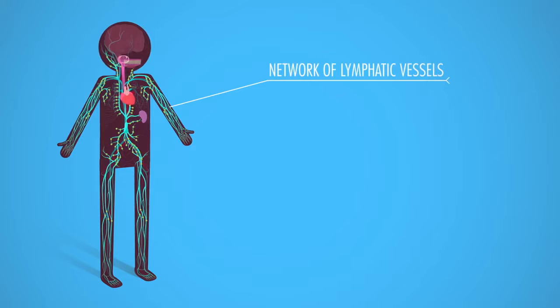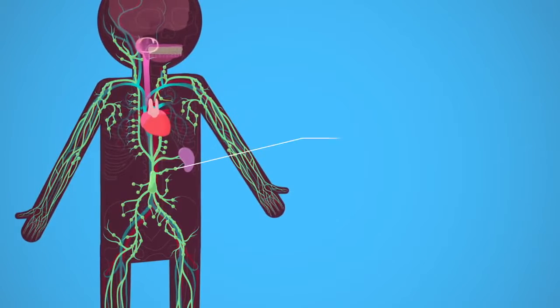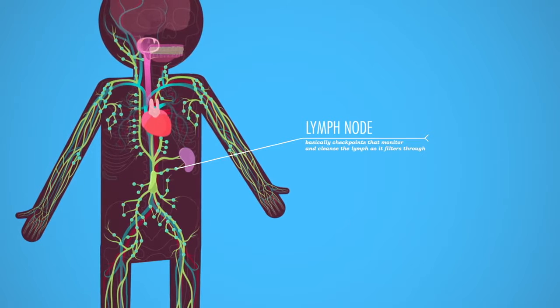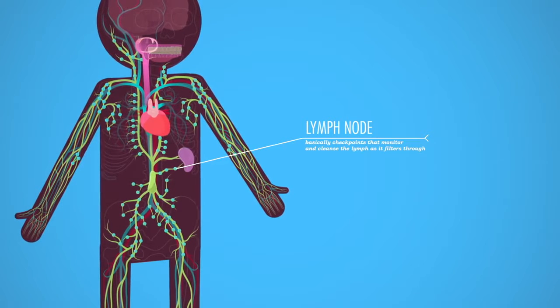So much of the rest of your lymphatic system works to soak it up and get it back to where it needs to go, inspecting it along the way. For example, you have a network of lymphatic vessels that help reabsorb the fluid at about 600 or 700 lymph nodes, which are basically checkpoints that monitor and cleanse lymph as it filters through.